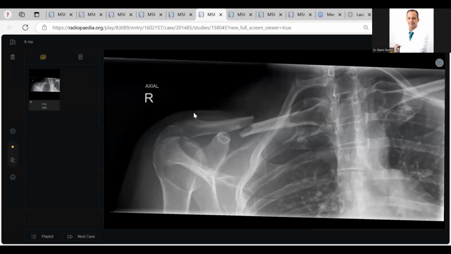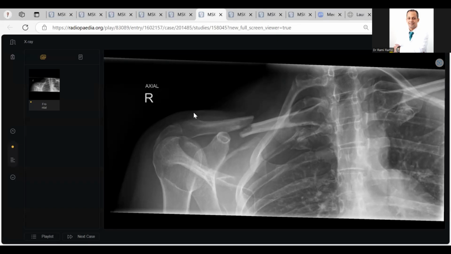45 years old, post-trauma patient. What is your diagnosis? This is a mid shaft frontal view of the axial view of the right shoulder. I can see mid shaft fracture with overlapping edges of the right clavicle.